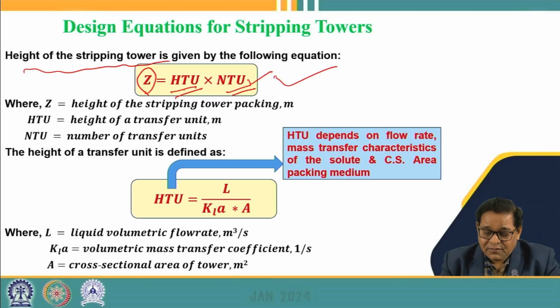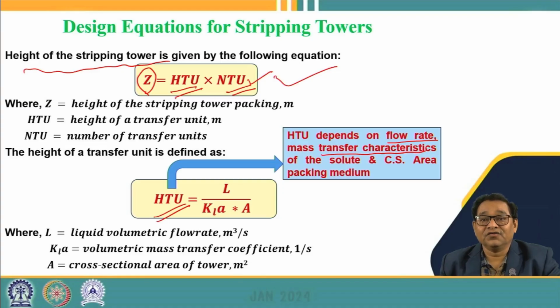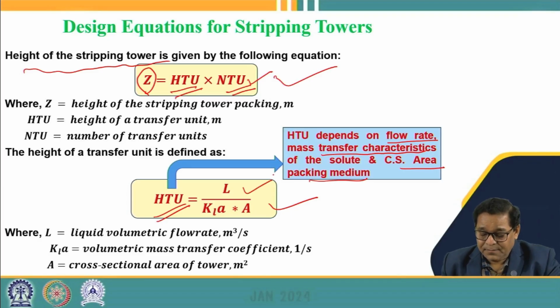And the height of the transfer unit depends upon the flow rate of the wastewater, the mass transfer characteristics of the solute, and also the cross sectional area of the packing medium. We can find it using this equation, where HTU is equal to L, which is the liquid flow rate or the wastewater flow rate in this case, divided by KLA, the mass transfer coefficient, and A, which represents the cross sectional area of the stripping tower.